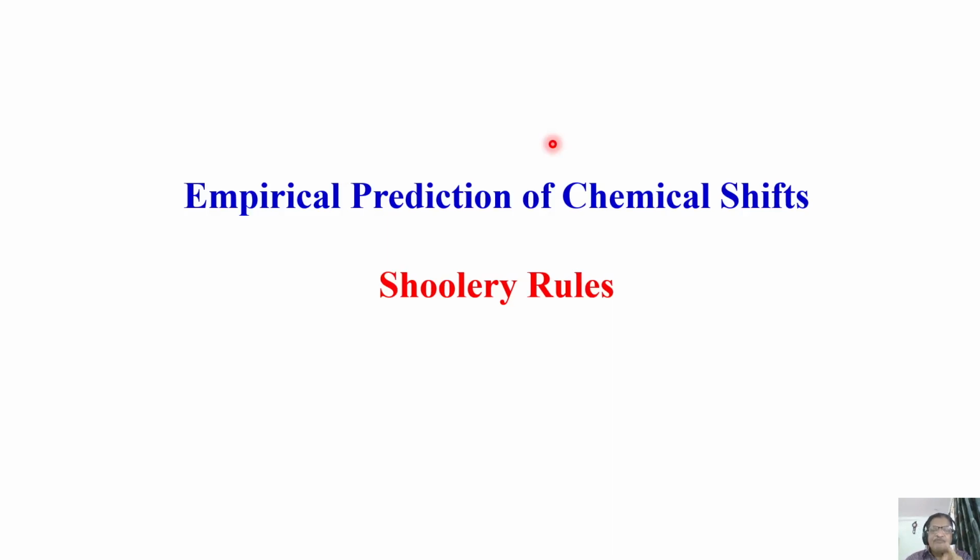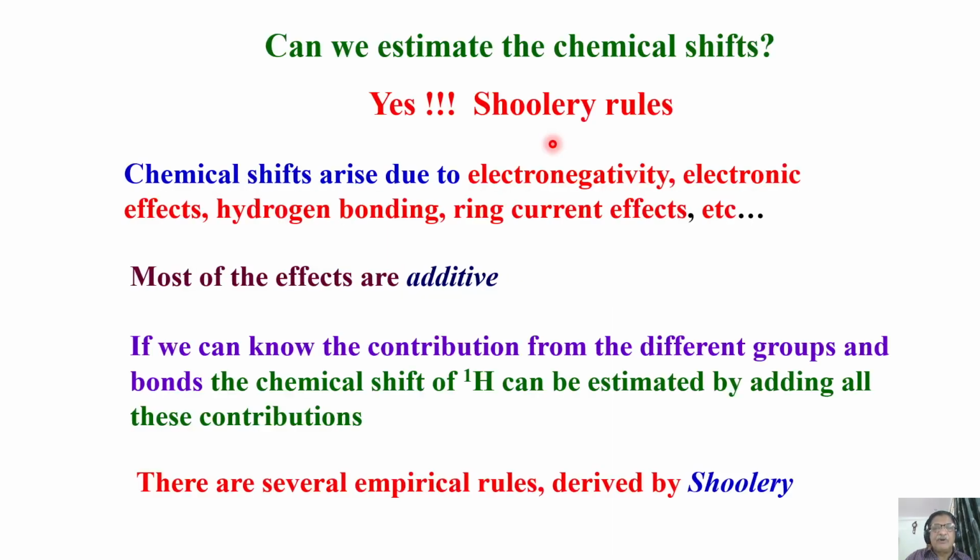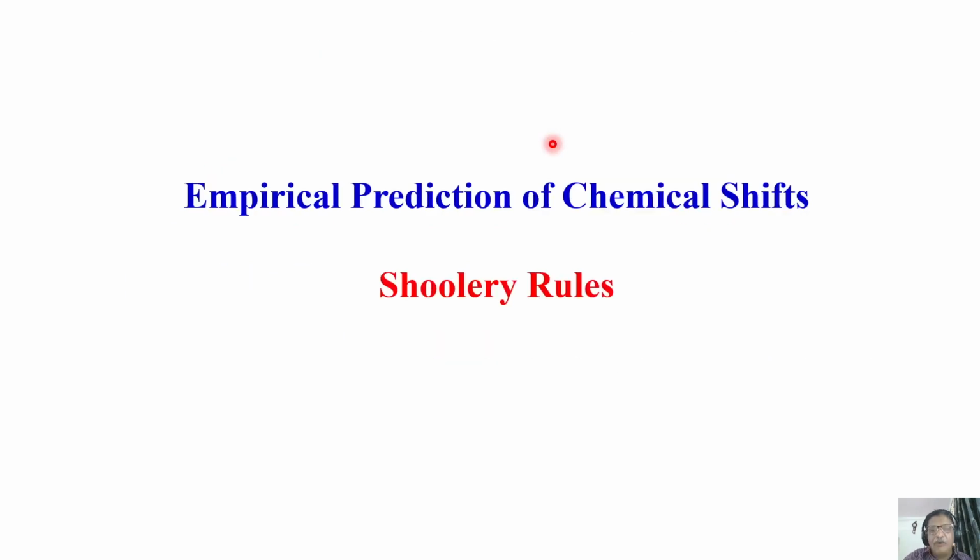Please remember, I have not covered this topic of empirically predicting chemical shift by using Schoolery rules. I'll try to come back if there is time, so that we can discuss with some example what is the experimentally determined chemical shift, or what is the theoretically calculated or empirically predicted chemical shift.